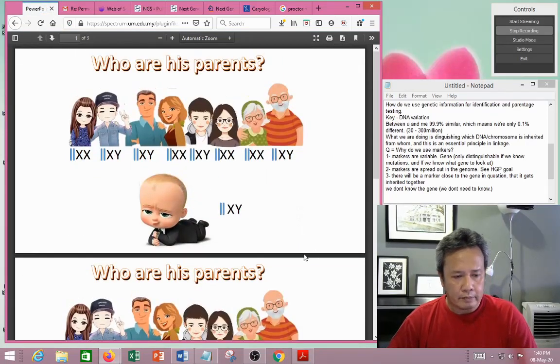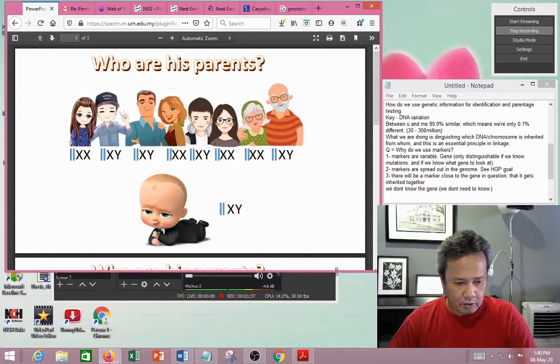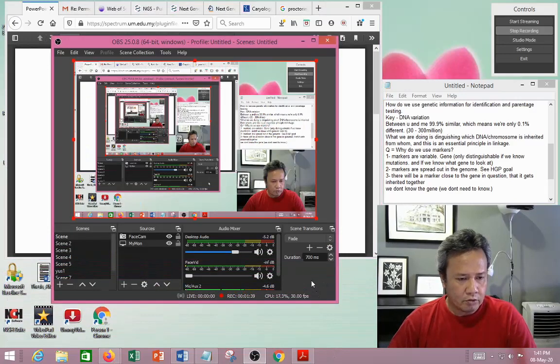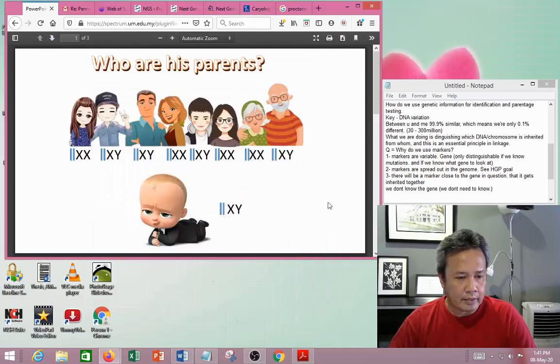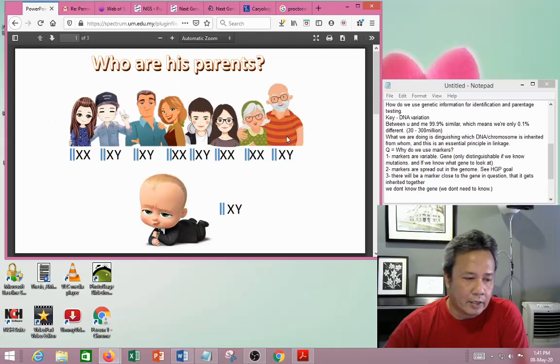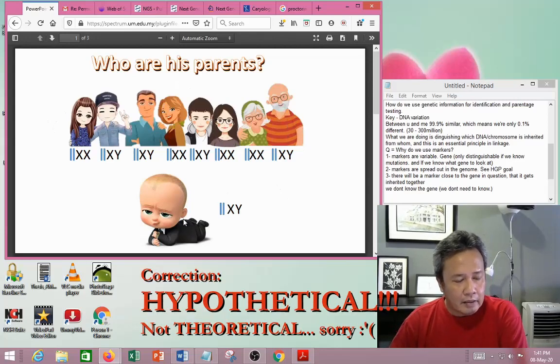Look at the first one. Now just make this smaller so we don't get confused, and I will close that. Alright, so look at this picture. Here you have presumably four couples. You've got the first couple, second couple, third couple, and the fourth couple, and then you have this baby. Right, it's just a theoretical situation. Now, this baby, you need to determine who are the parents for these babies.